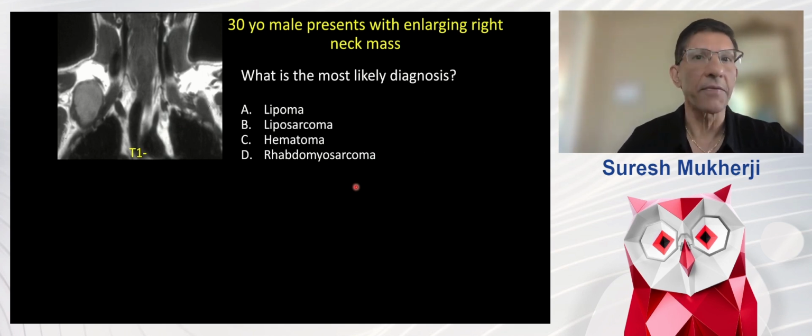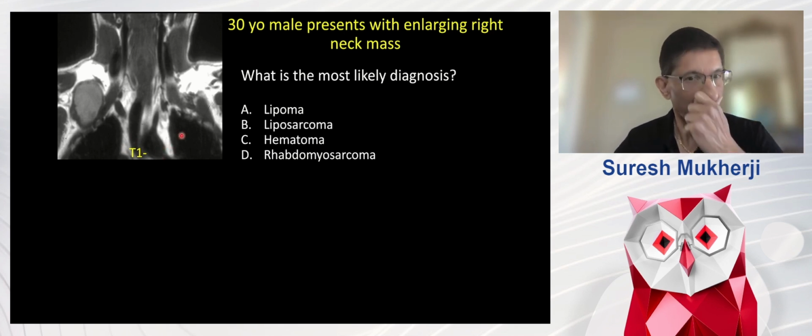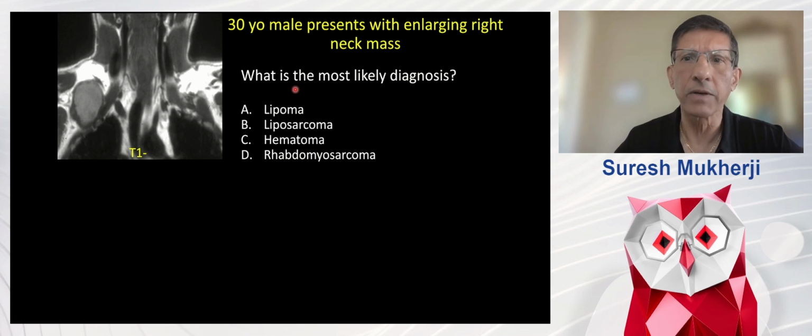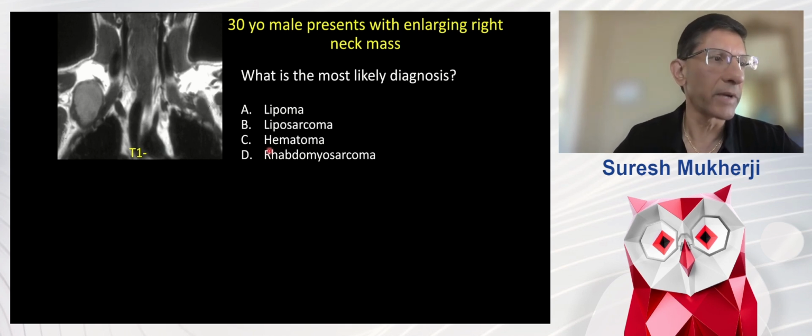Now, this is a 30-year-old male that presents with an enlarging right neck mass. Now, this is a non-contrast T1 weighted image. Now, I want you to take a real close look and say, what do you think the most likely diagnosis is? Is this a lipoma? Is it a liposarcoma? Is it a hematoma? Or is it a rhabdomyosarcoma? So why don't you all go ahead and vote, and we'll see how you guys work out, and then we'll discuss this case in detail.